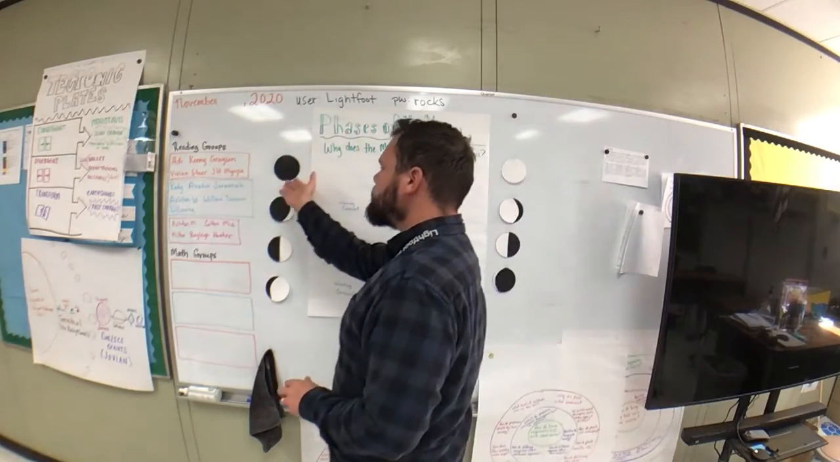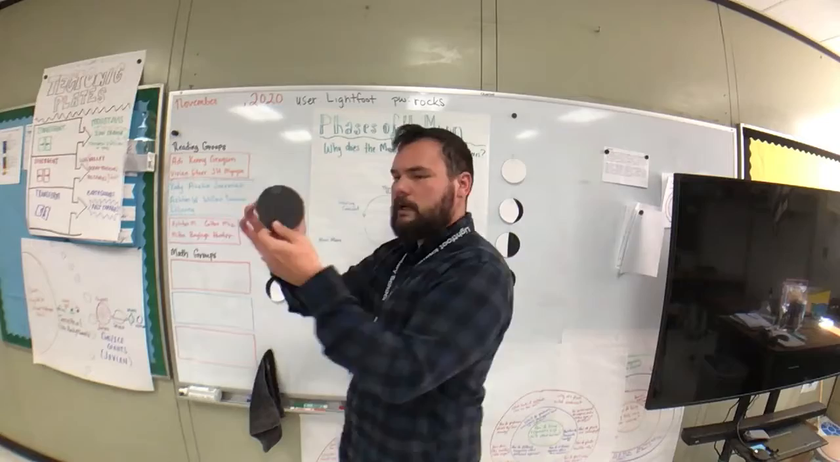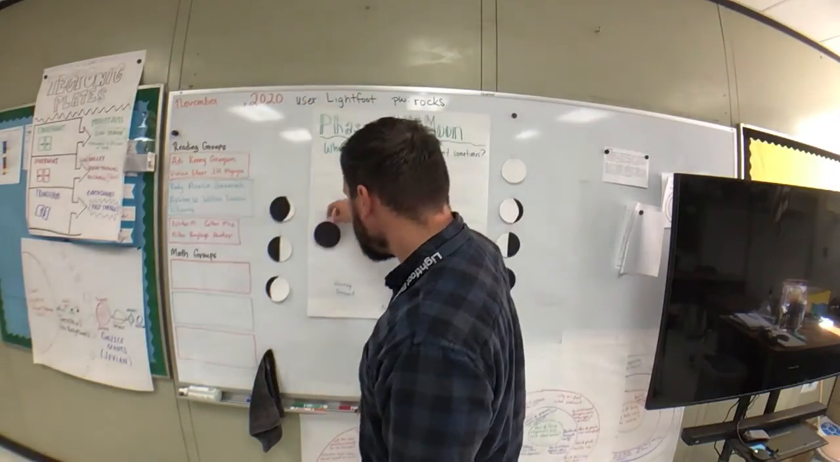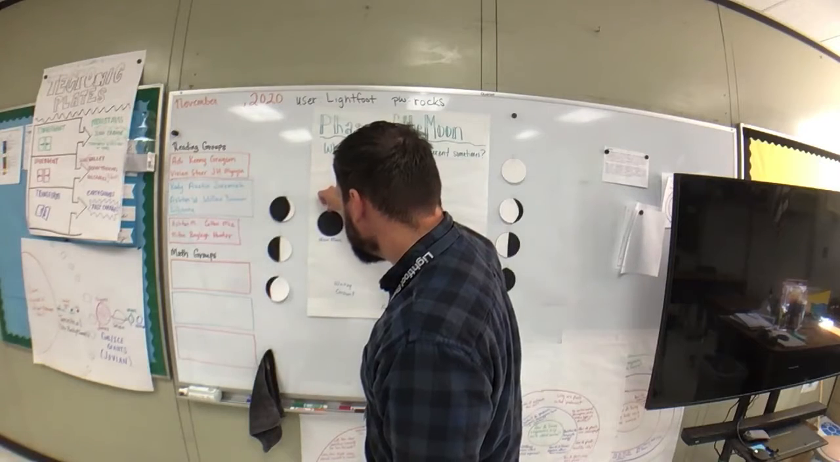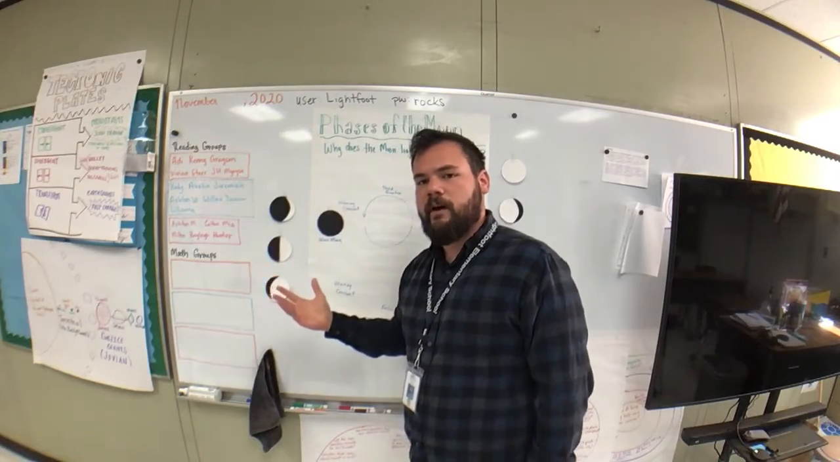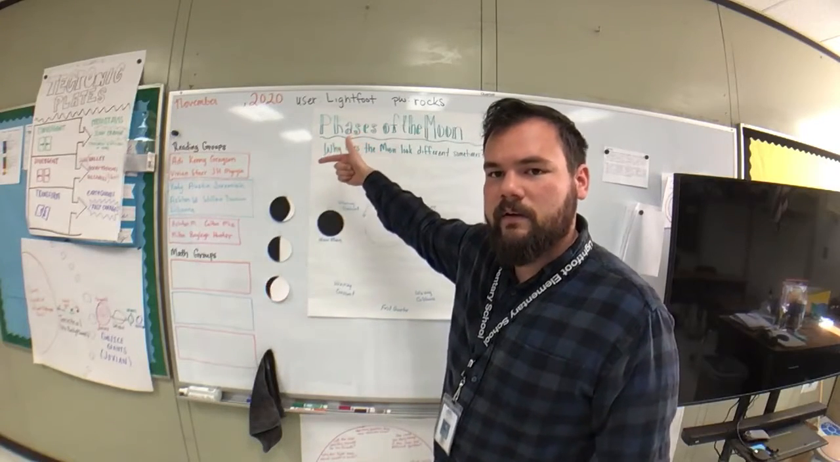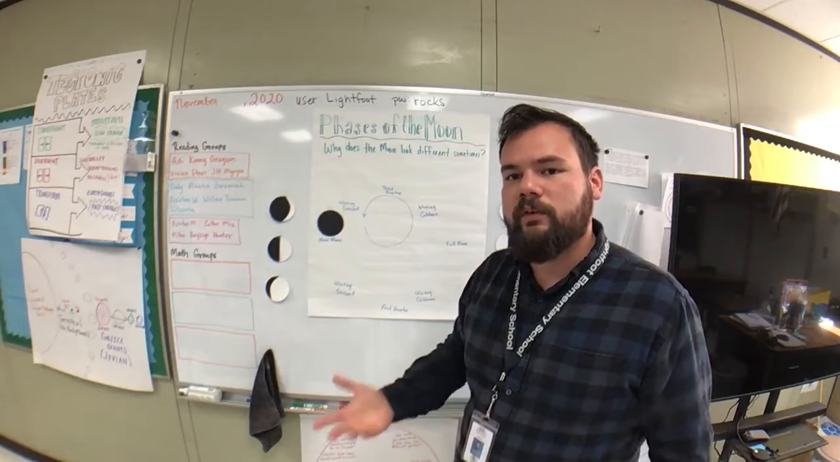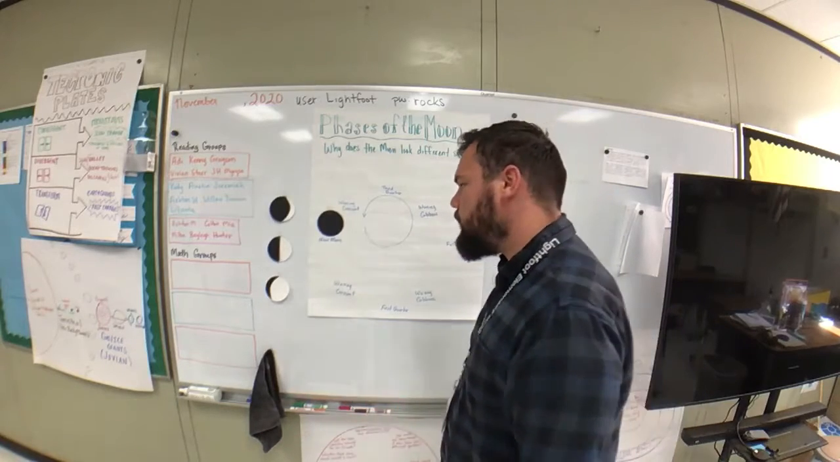When we see a new moon that looks something like this, we can't see it at all. When we have a new moon, we can't see it at all because all of the light from the sun is on the opposite side of the moon from what's facing us on Earth. So we can't see the moon because there's no light being reflected from the sun.